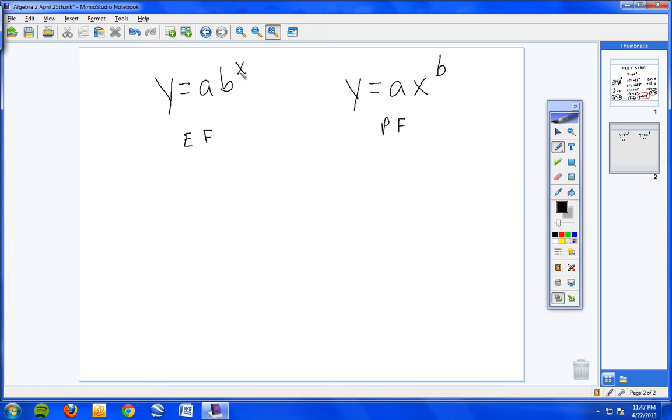Exponential functions have the x up high. Power functions have the x down low. Here, the exponent is always changing. You could put a 1 in for x or a 2 or a 3, and your exponent changes depending on what you put in for x. Over here, your base is always changing. You might put a 1 in for x or a 2 or a 3, and then your base is changing. And that's the difference between an exponential function and a power function.